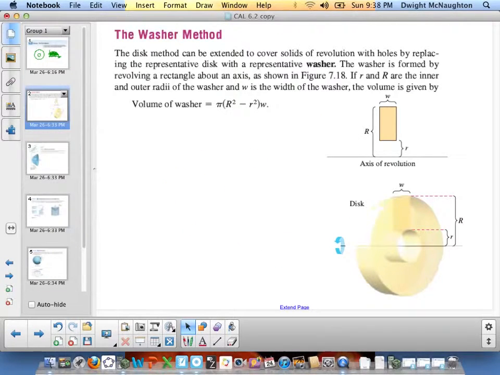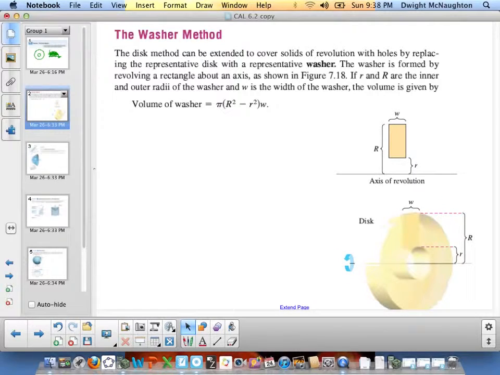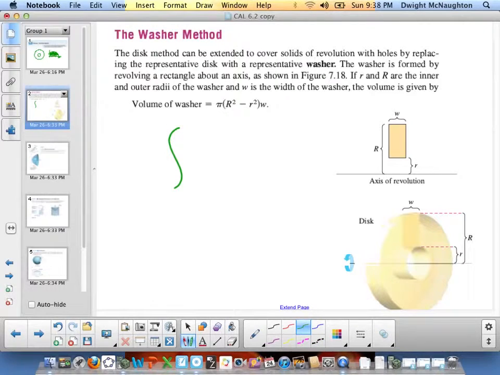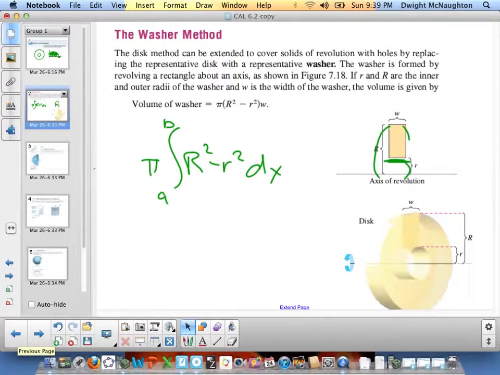So for washers, when we go part way, it's going to be pi times the large radius squared minus the small radius squared, our two radii, times the width. Or, in calculus terms, we're going to integrate from a to b of pi times the large radius squared minus the small radius squared with respect to x. Where dx is the width, and we have the large radius and the small radius. Right, so let's look at a problem.